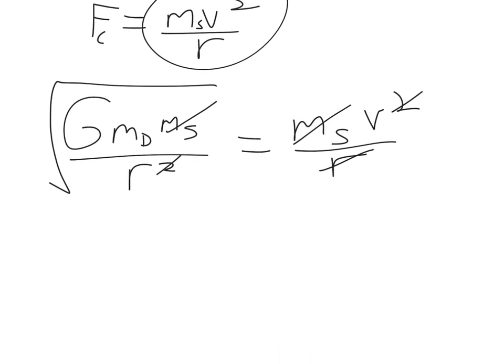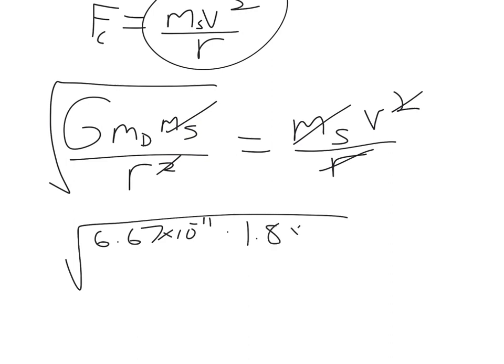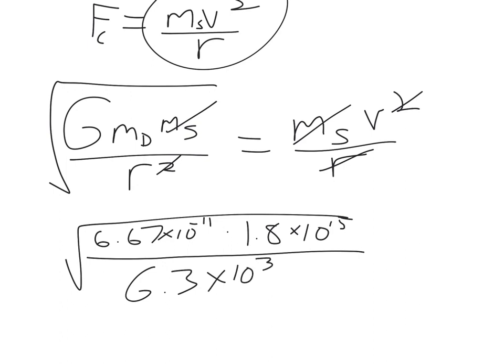That's just the square root of G, which is 6.67 times 10 to the minus 11, times the mass of Deimos, which was 1.8 times 10 to the 15th, over the radius of Deimos, which was 6.3 times 10 to the 3rd meters. All right, let's do some algebra. 3 tens on the bottom cancel with 3 tens on top, leaving 12 positive, 11 negative. Again, don't put that in your calculator, because that's just one 10 left over. So easy. All I have to do is take the square root of this times this divided by this.